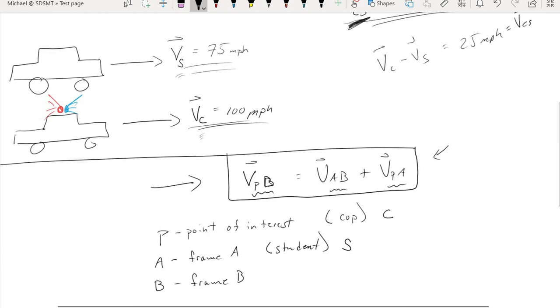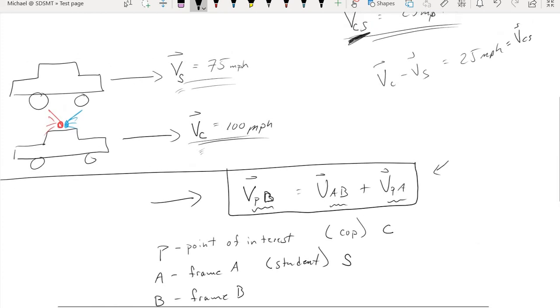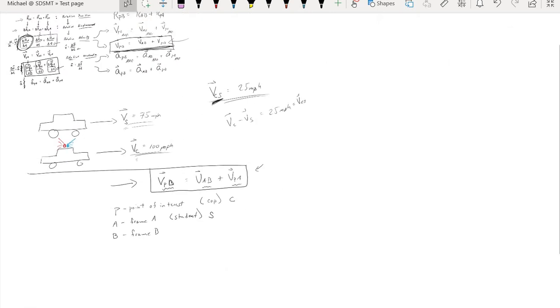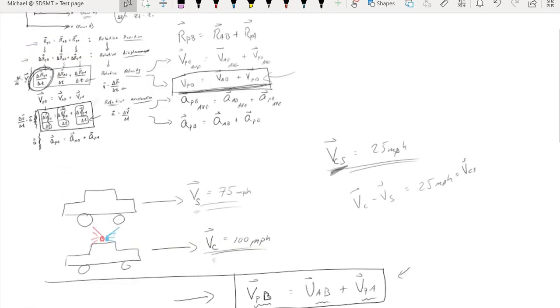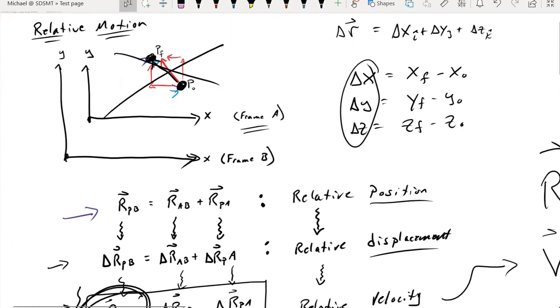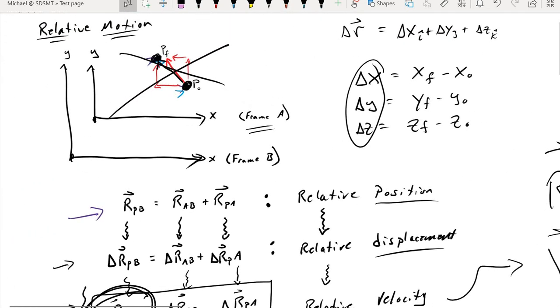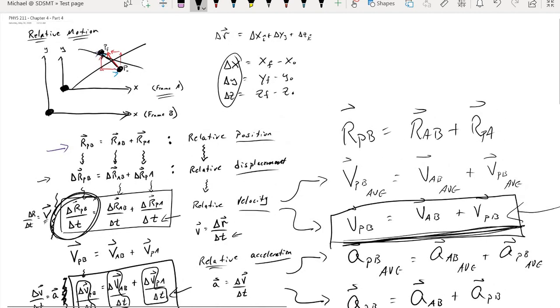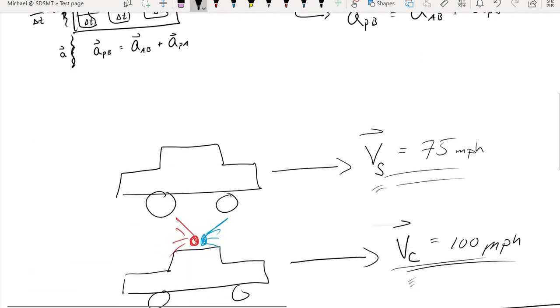But what about frame B? What is frame B? If we go back up to the very first picture that we had for these frames of reference, you are now frame A. And frame A is moving. But what are you moving with respect to? And that question can be answered right here.